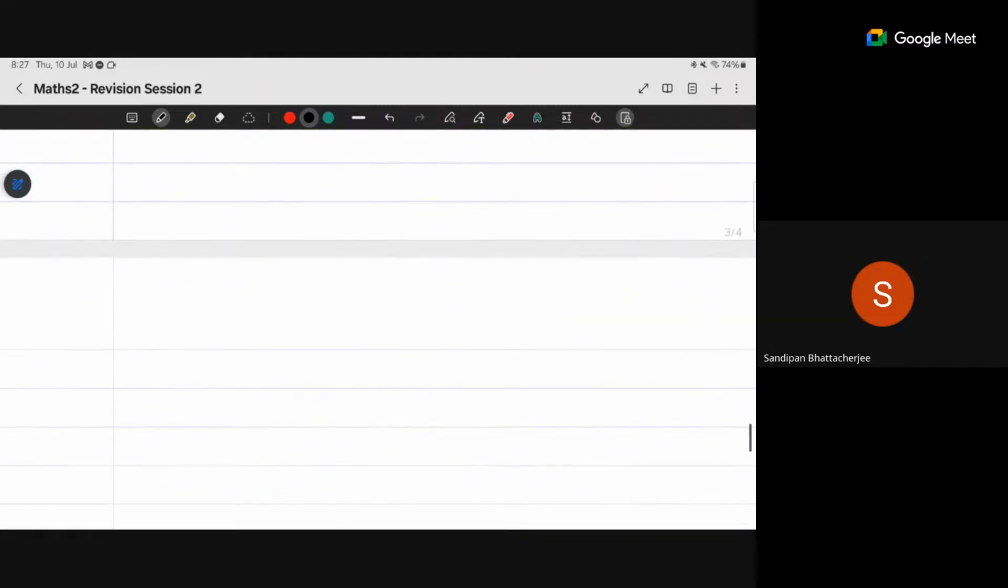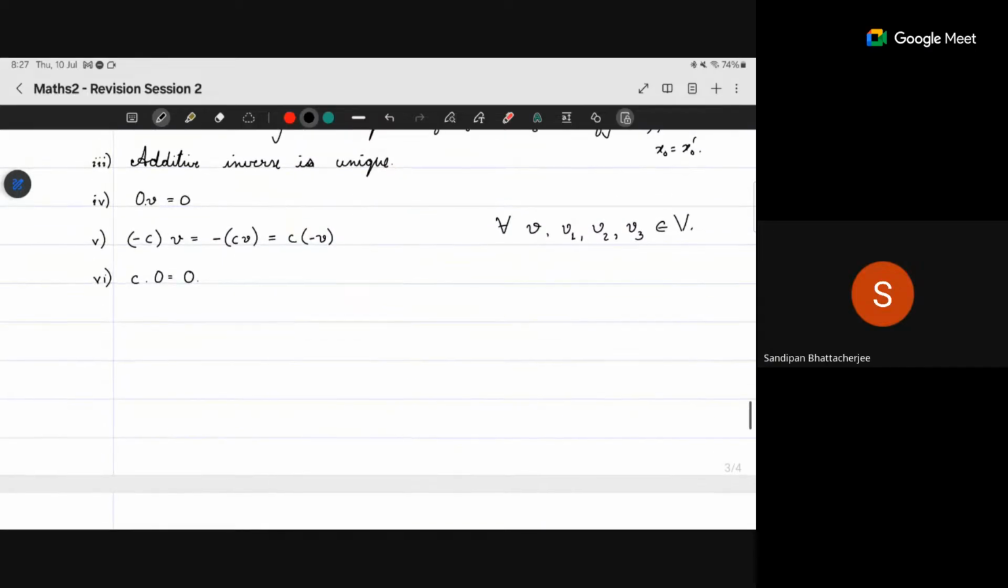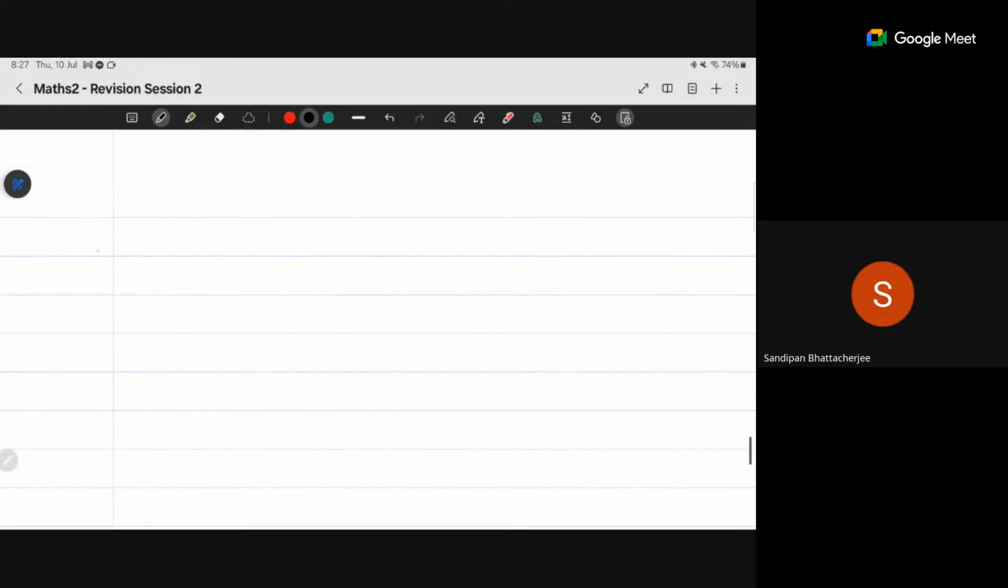So those are some of the properties of the vector spaces. And now we come to subspaces.